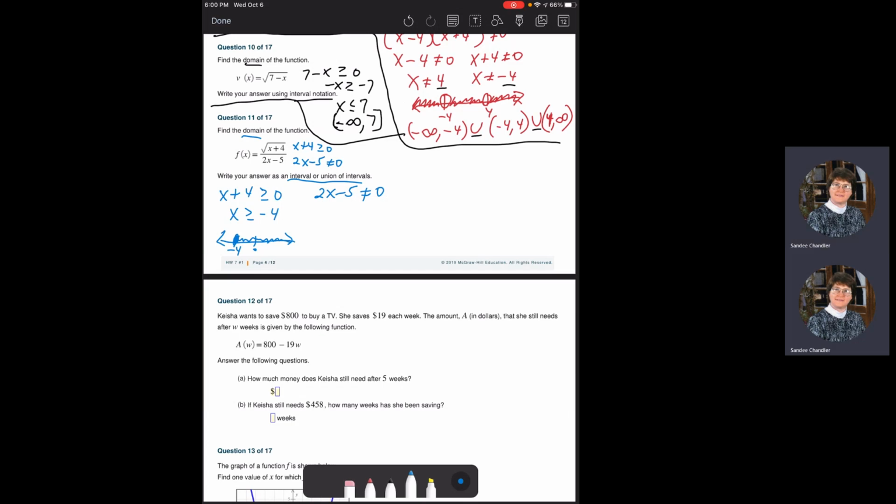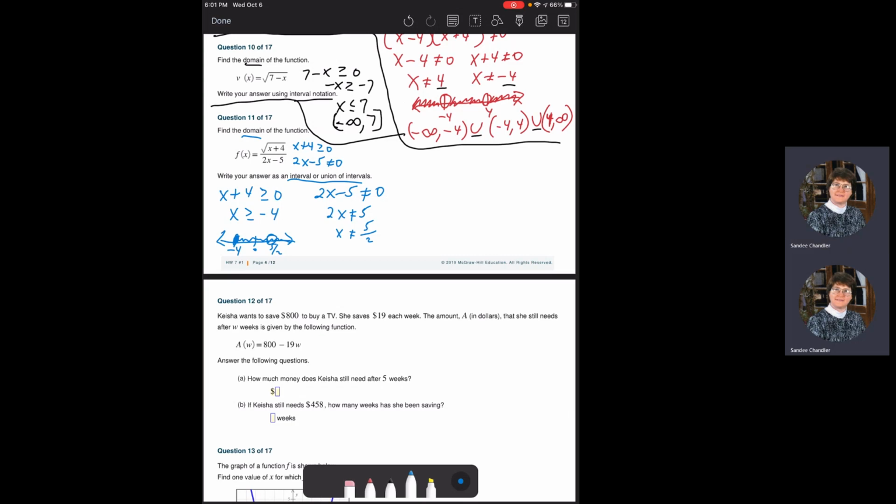2x minus 5 is not equal to 0. Add 5 to both sides. Divide by 2. It's a fraction. Yay! So we have a hole at 5 halves. 5 halves is about 2 1/2, right? So this is about 5 halves right here, and there's an open hole.